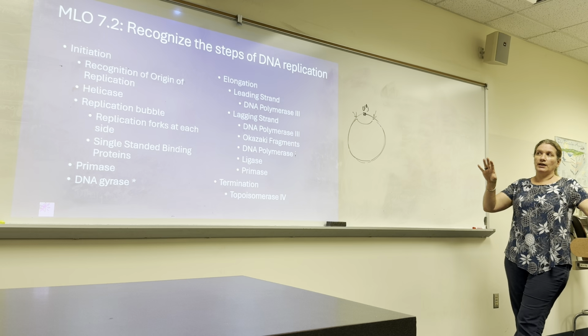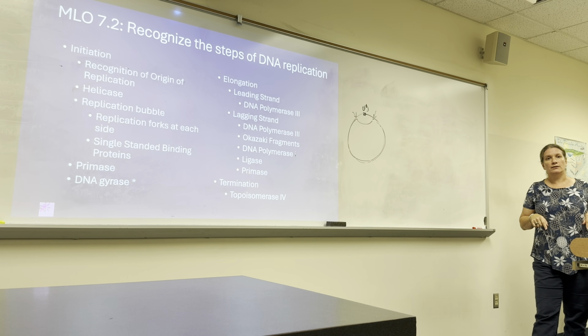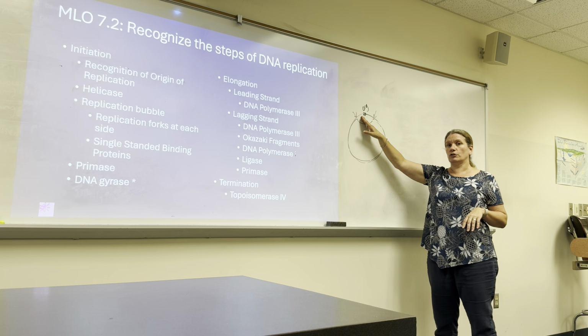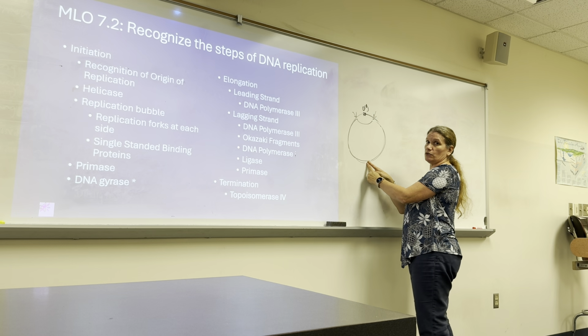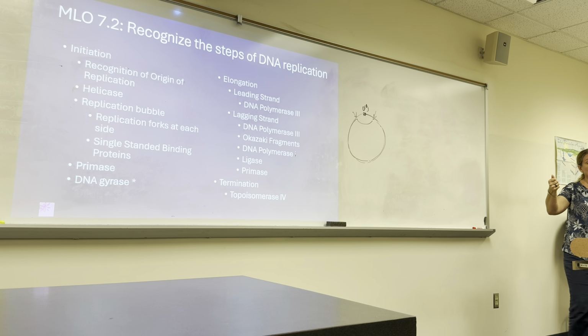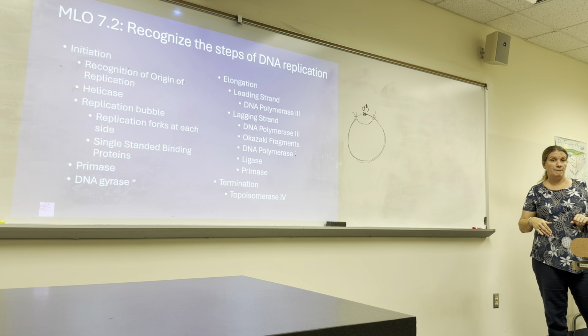The DNA replication process is going to occur bidirectionally along that circular DNA. So it's a circular piece of DNA. Replication is going to occur in both directions until they meet on the other side. Okay, so the origin of replication is on one side, and the termination point is on the opposite side.